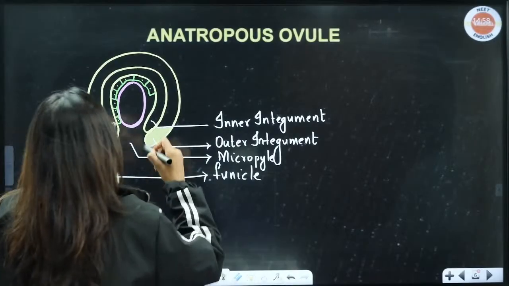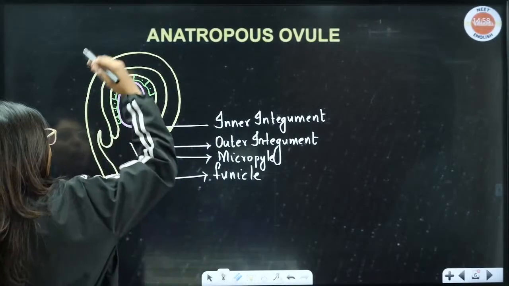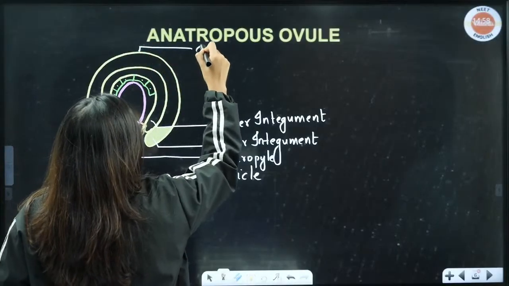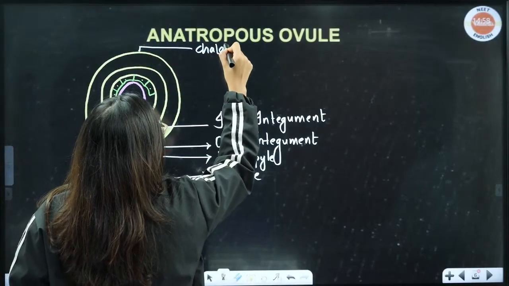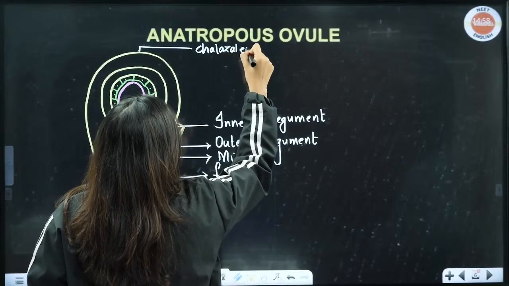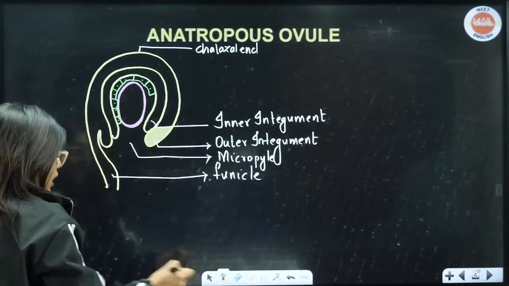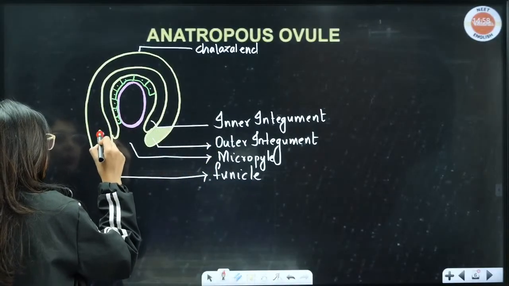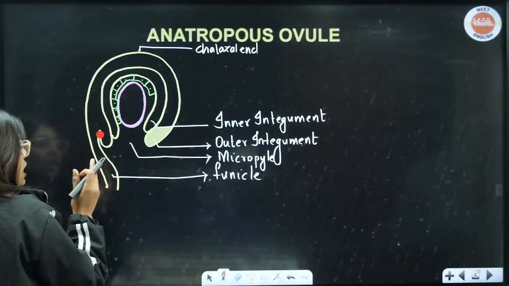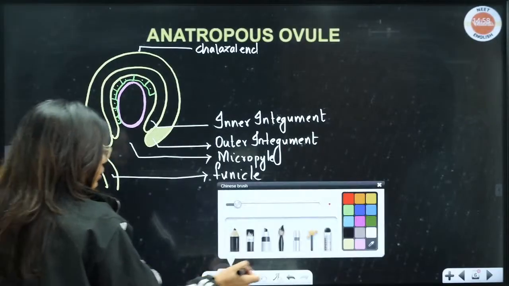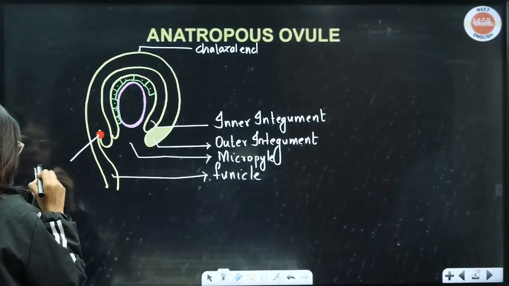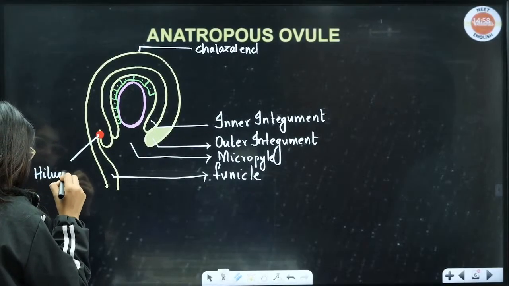Is it clearly visible? Now, the portion opposite to the micropyle is called the chalazal end. Okay, chalazal end. Done? Clear. Now look here students, there's one very important spot here. If you notice properly, there is a region that attaches the funicle and the ovule together. This notch is called the hilum. This notch is called the hilum.